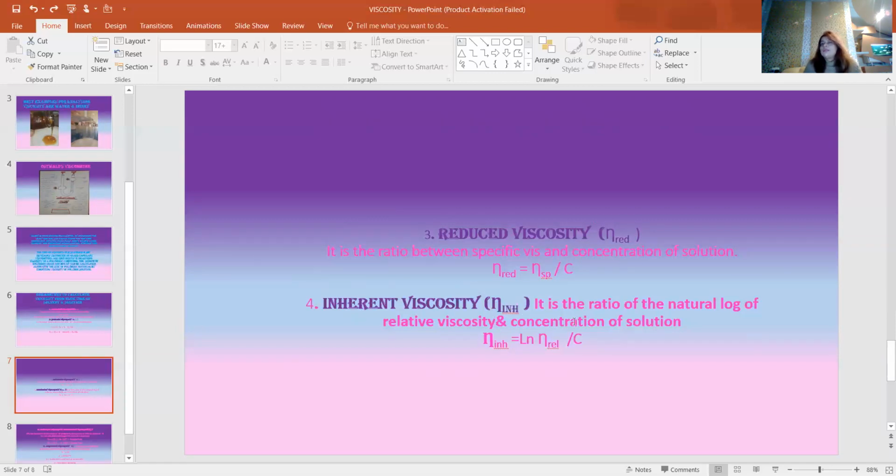Inherent viscosity is denoted by eta inherent. It is the ratio of the natural log of the relative viscosity and the concentration of the solution. So eta inherent equals natural log of eta relative upon concentration. By applying this formula, you will be able to find out eta inherent. Now here again, a graph will be plotted between eta inherent and concentration, and it will convey something to us.